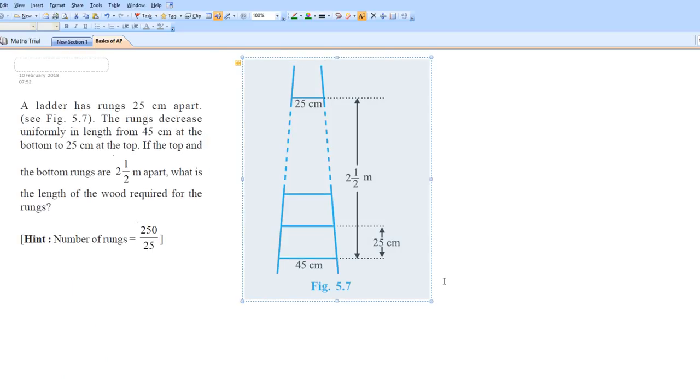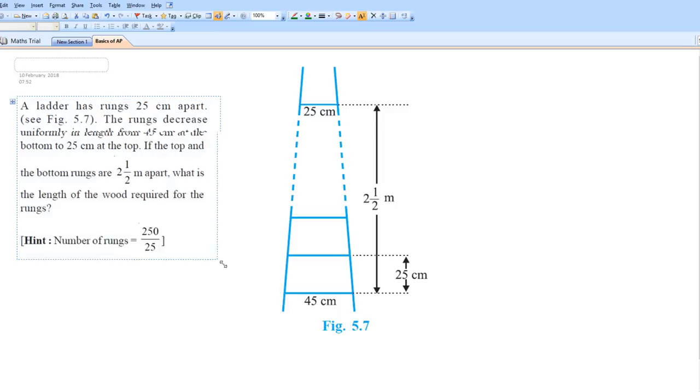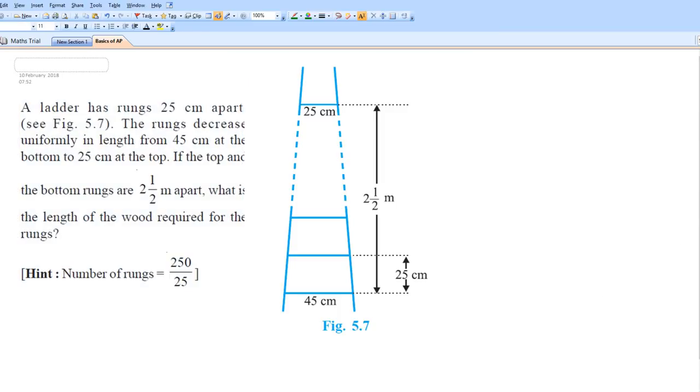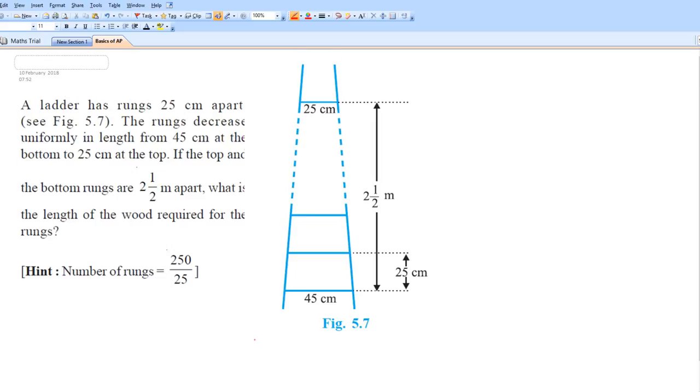Alright, now this is the question. A ladder has rungs 25 centimeter apart. Rungs are basically the steps of a ladder, right? We can see the figure for this. The rungs decrease uniformly in length from 45 centimeter at the bottom, rung being the width of the ladder, to 25 centimeter at the top. So basically the top one is 25 centimeter, the bottom one is 45 centimeter.